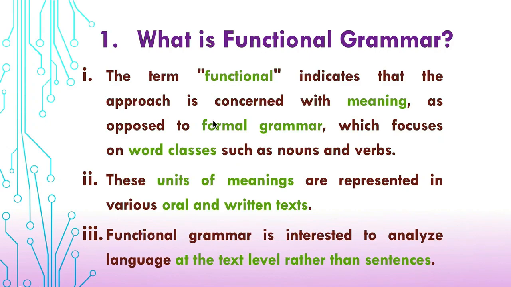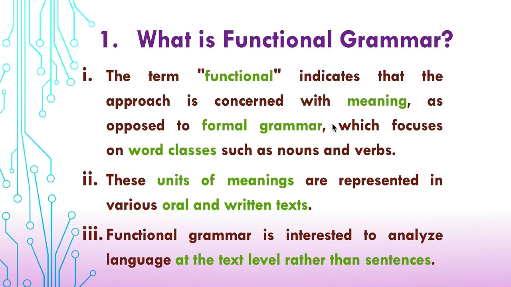What is functional grammar? The term functional indicates that the approach is concerned with meaning as opposed to formal grammar, which focuses on word classes such as nouns and verbs. Look here, the term functional indicates that the approach is concerned with meaning. Functional grammar is basically based on what is the meaning in the text. It looks at the meaning in the text as opposed to formal grammar, which focuses on word classes such as nouns and verbs. Look, in the first point, what is the main idea?